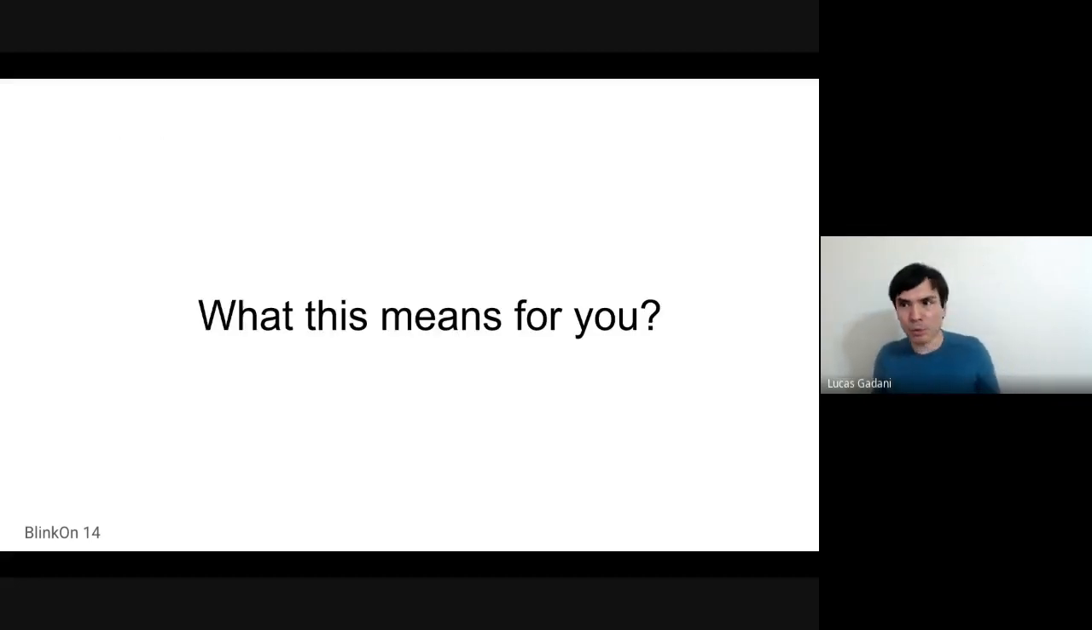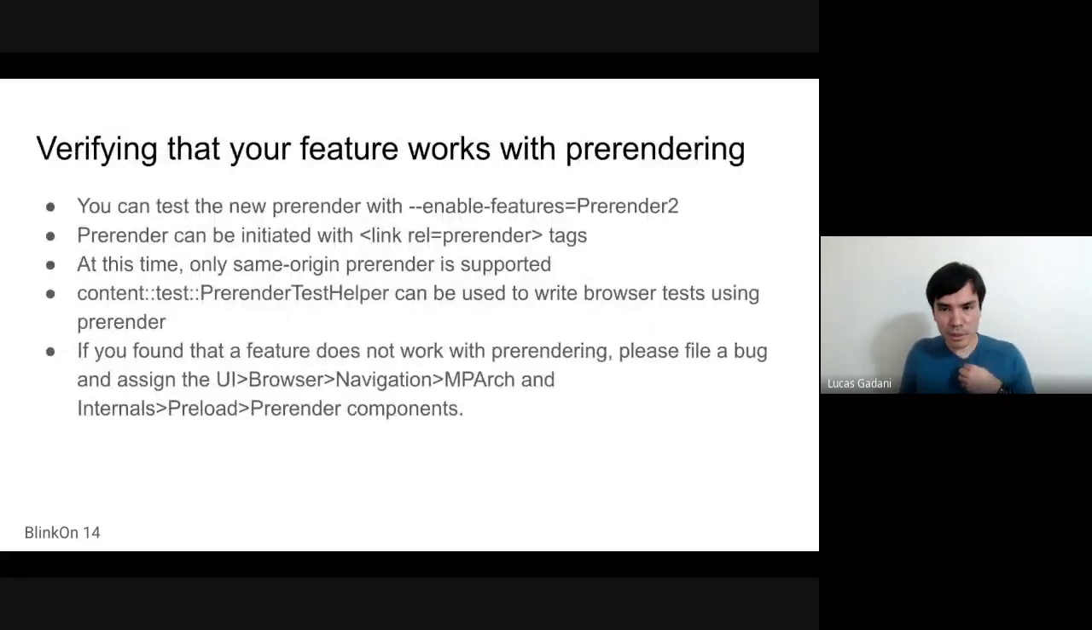So what does this mean for you? If you're a feature author, what do you need to do? One of the things you can do to verify your feature works with Prerender is test pre-rendering by using --enable-features=Prerender2. It's available right now on Canary. Prerender can be initiated right now with link rel=prerender. But keep in mind, I've been hit by this once, that Prerendering only works right now for same origin, for multiple reasons. So make sure that whatever you're trying is the same origin as the parent page.